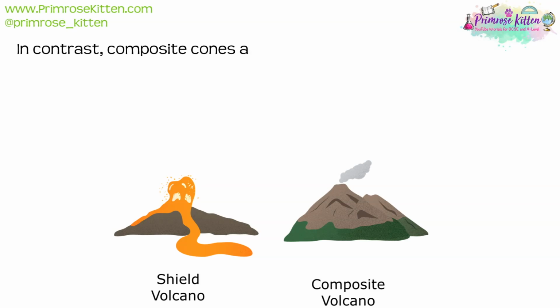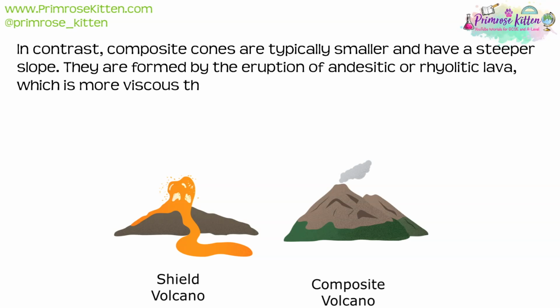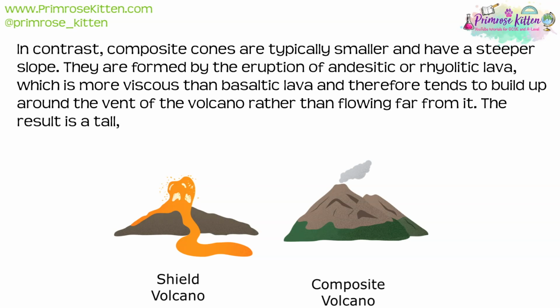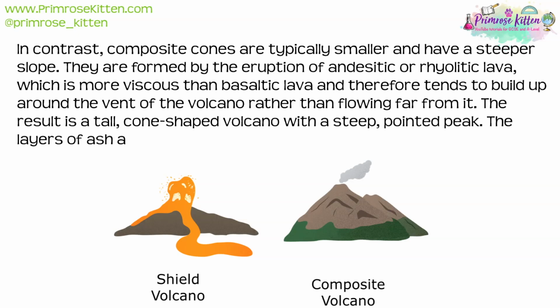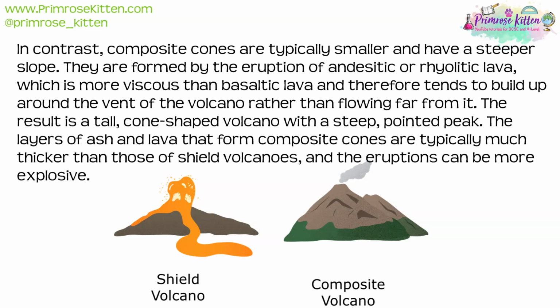In contrast, composite cones are typically smaller and have a steeper slope. They are formed by the eruption of andesitic or rhyolitic lava, which is more viscous than basaltic lava, and therefore tends to build up around the vent of the volcano, rather than flowing far from it. The result is a tall, cone-shaped volcano with a steep, pointed peak. The layers of ash and lava that form composite cones are typically much thicker than those of shield volcanoes, and the eruptions can be more explosive.